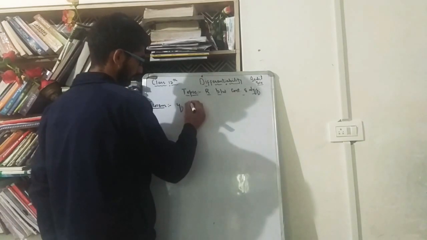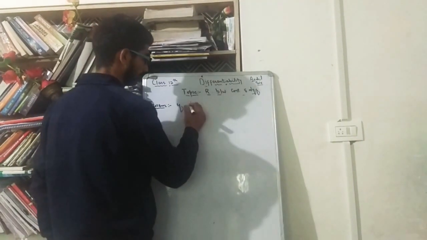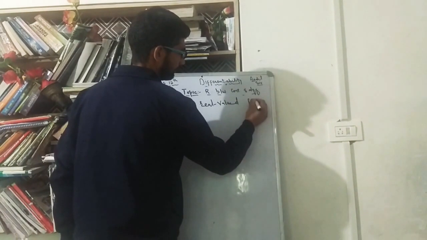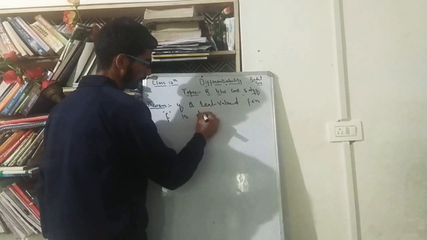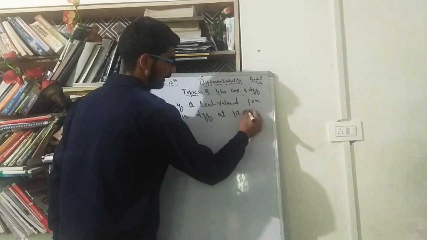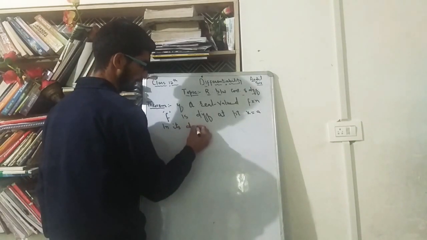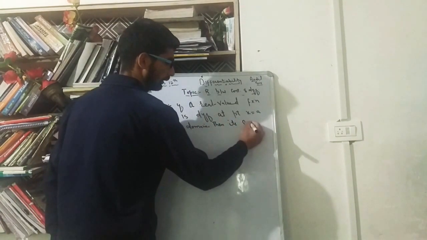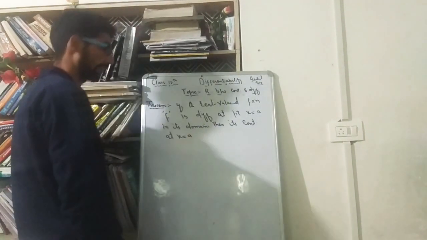If a real valued function f is differentiable at point x is equal to a in its domain, then it is continuous at x is equal to a.